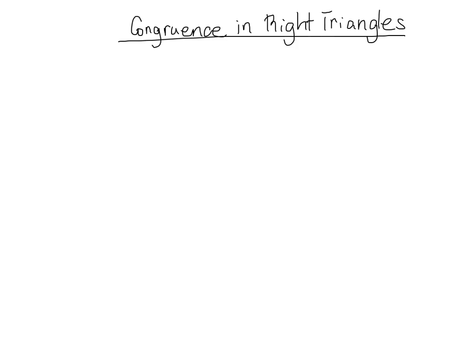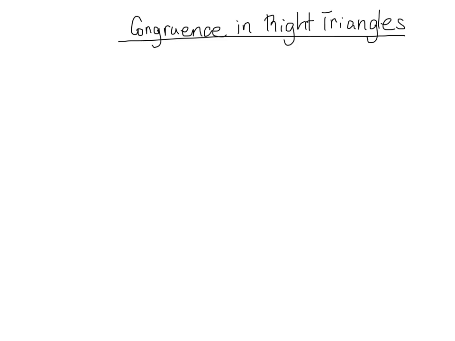Hello. I'm assuming if you're watching this video, you've already learned a little bit about congruence in general triangles, and you want to go a little bit further and learn something about congruence specifically in right triangles. So in right triangles, there are 4 different ways you can tell whether or not the triangles are congruent, and we'll go through them briefly in this video.